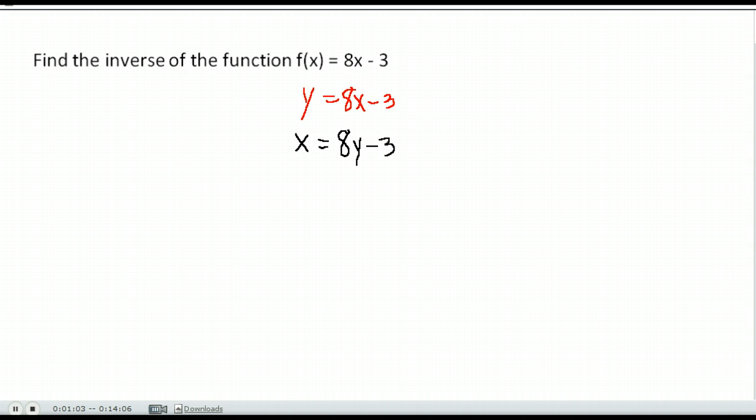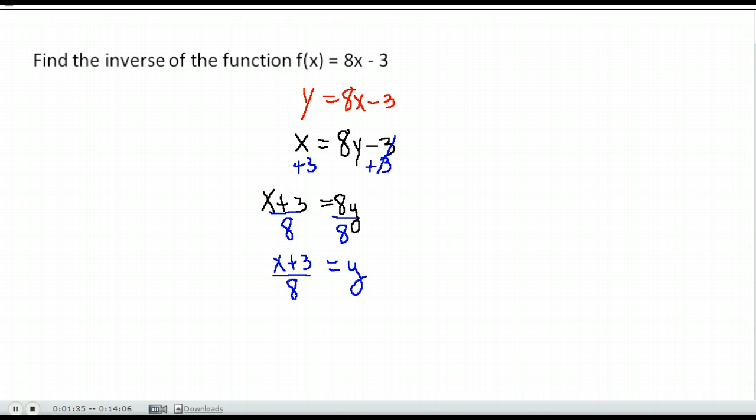So we are going to now solve this equation for y. So we want to isolate y, get it all by itself. So I would add 3 to both sides, and that would give me 8y is equal to x plus 3. And then all I have left is to divide both sides by 8. And there is my inverse. Now you can go ahead and write this as 1/8 x plus 3/8, or you can leave it as x plus 3 over 8, which depends on what you prefer.